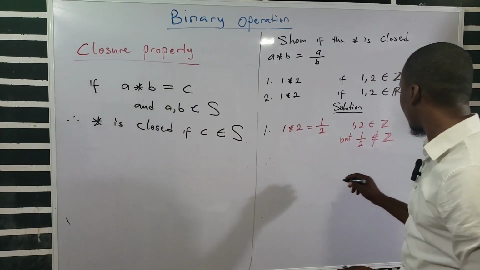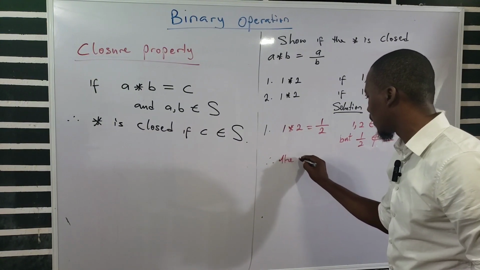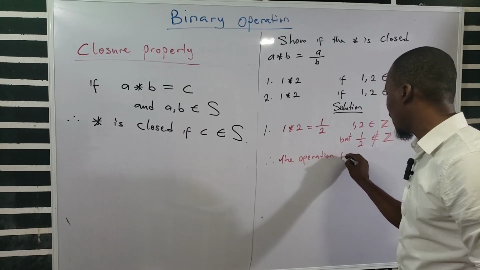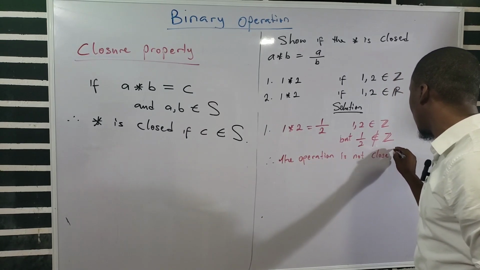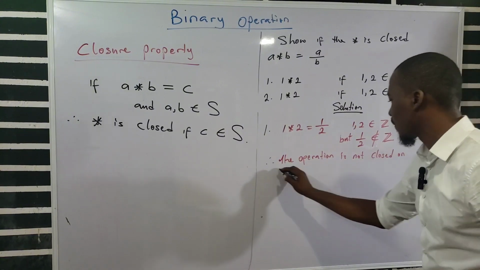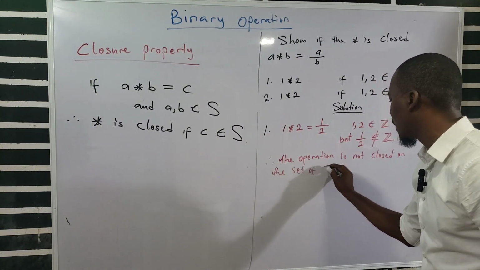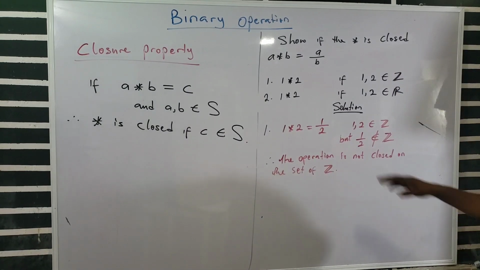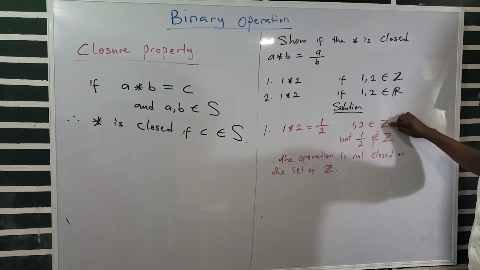Therefore, the operation is not closed under the set of integers. So you can see that in this case, I pick 1 and 2 from the set of integers.